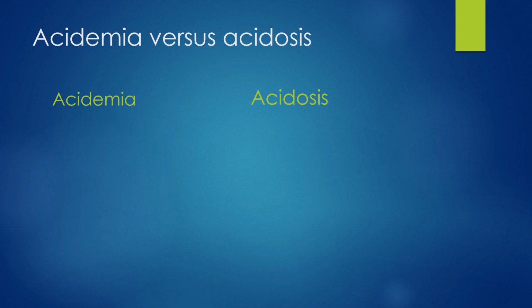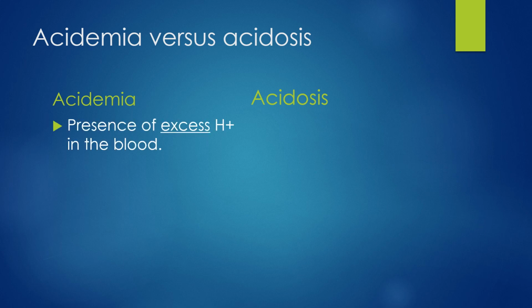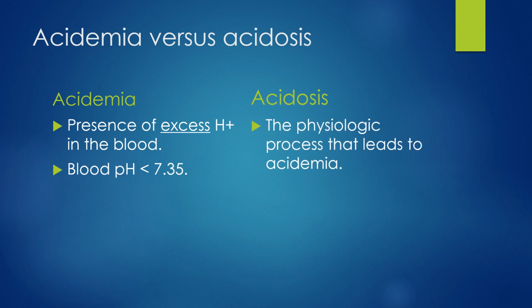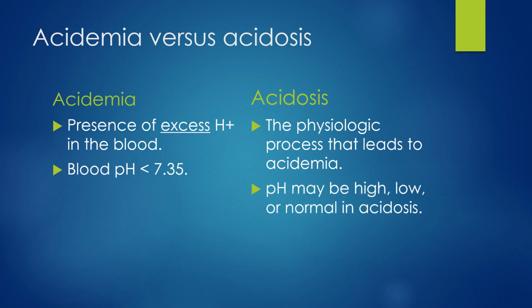Another note to understand is the difference between acidemia and acidosis. Acidemia means the presence of excess hydrogen in the blood. It reflects a blood pH less than 7.35, and this is what you get on a blood gas. Whereas acidosis means that there's a physiologic process that leads to acidemia. It means that there could be a process present that leads to acidemia. So the pH may be high, low, or normal in acidosis.